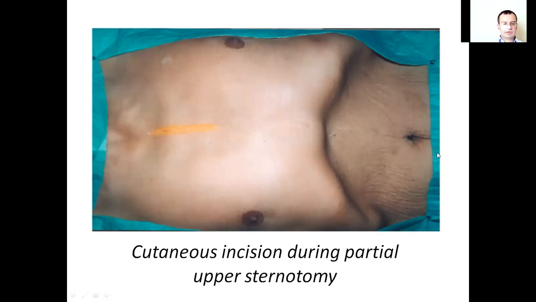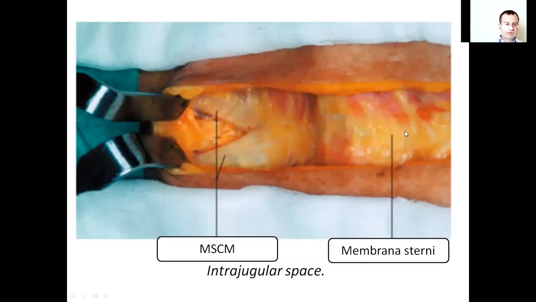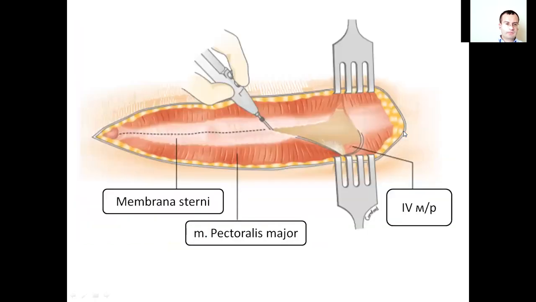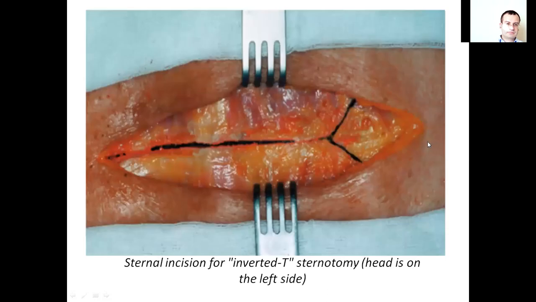Cutaneous incisions during partial upper sternotomy. Membrana sterni. Suprasternal space. The dissection of linea alba. The dissection of the sternum. So, sternal incision for inverted T sternotomy.